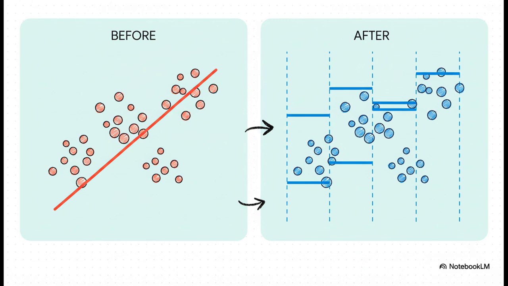On the left, the raw data has this weird, clumpy pattern that a simple straight line is just never going to capture. A basic model would just draw a bad line through the middle. But look at the right. By using a technique called binning, we group the data into different ranges, and now the model can learn a separate rule for each of those bins, which lets it capture that complex pattern perfectly.